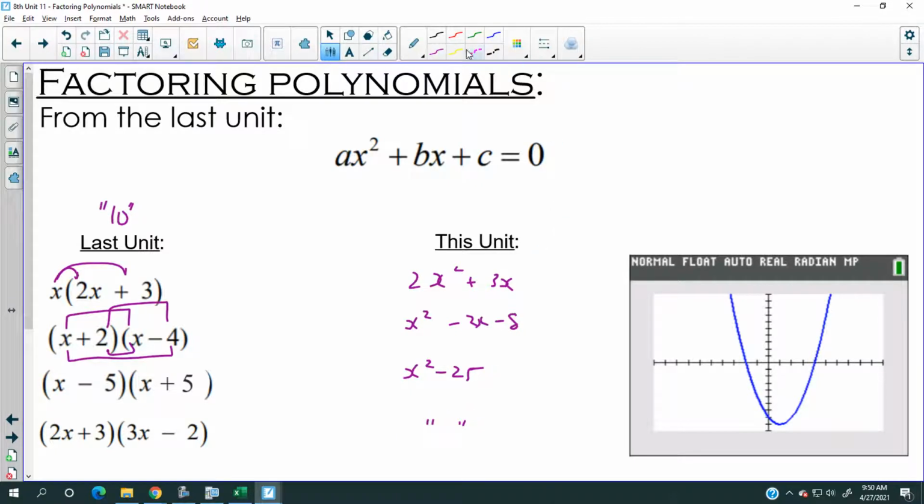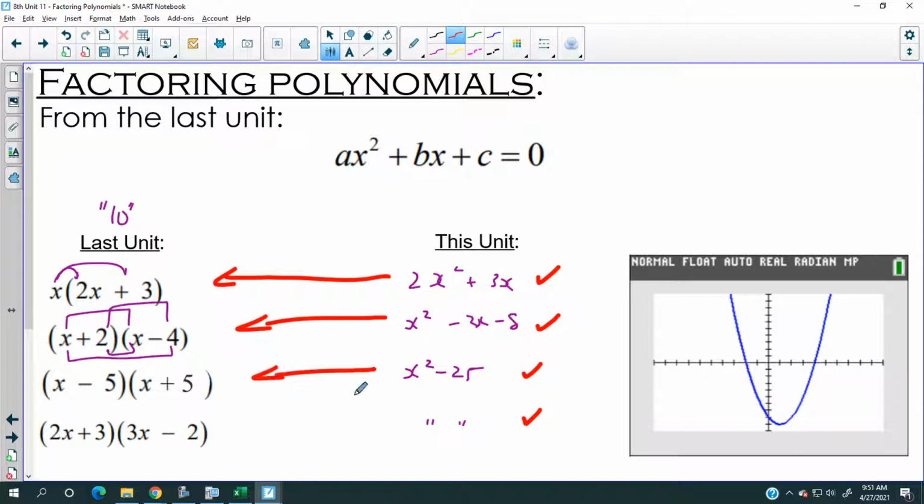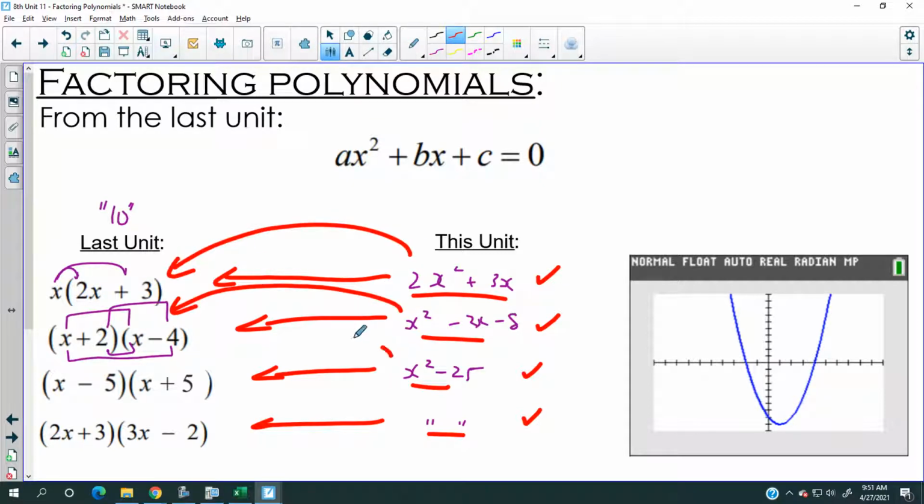Now, what's this unit all about? This unit's all about taking these expressions, like the finished product, the answers from last unit, and turning them back into the questions. Isn't that interesting? We're taking everything we learned, looking at the simplified form of the answers, and turning them back into the original. I'm just trying to see how many more arrows I can possibly draw in one lesson. We're gonna turn them all back into this. So that's the challenge, and that's also where the fun is.